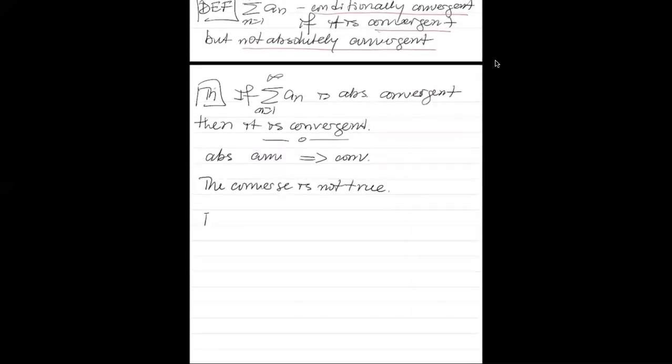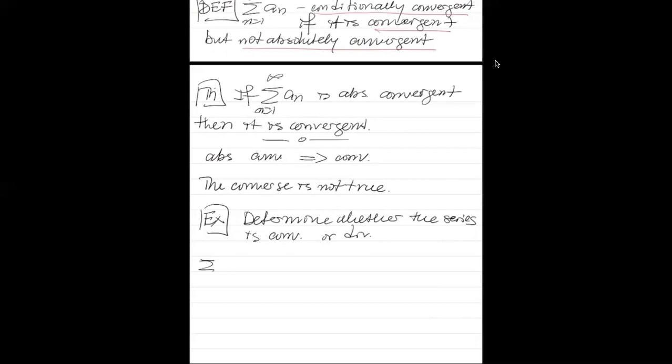So, example: determine whether the series is convergent or divergent. And here it is, sigma cosine n over n squared. So let's expand it. That's cosine of 1 over 1 squared plus cosine 2 over 2 squared plus cosine 3 over 3 squared plus, and so on.